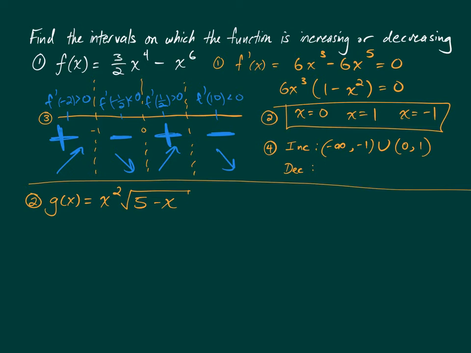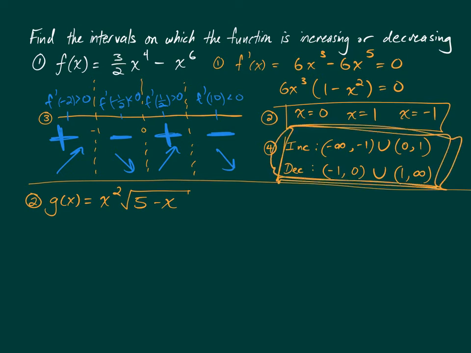So similarly for decreasing, you can write that it is decreasing from -1 to 0, and then again from 1 all the way over to positive infinity. So -1 to 0 and 1 to infinity. And to join two intervals together, you need a union. So here, step 4, these are your answers for where a function is increasing or decreasing.